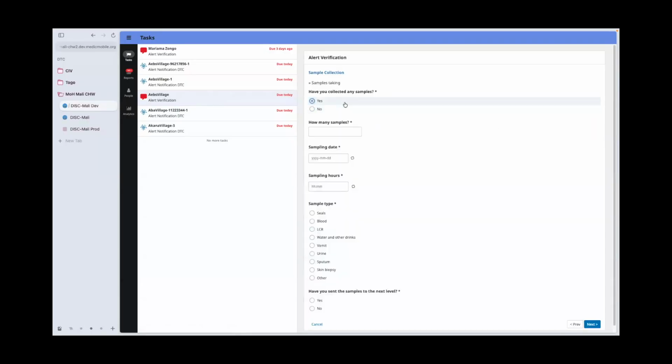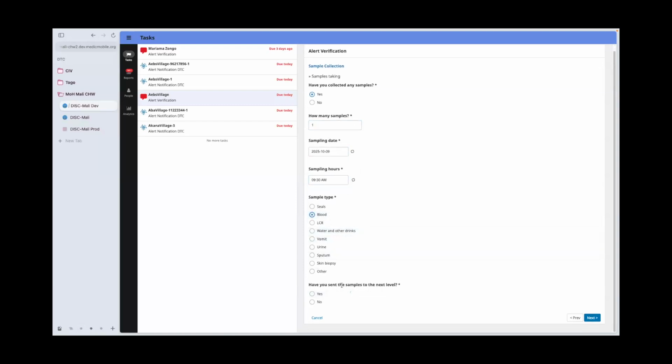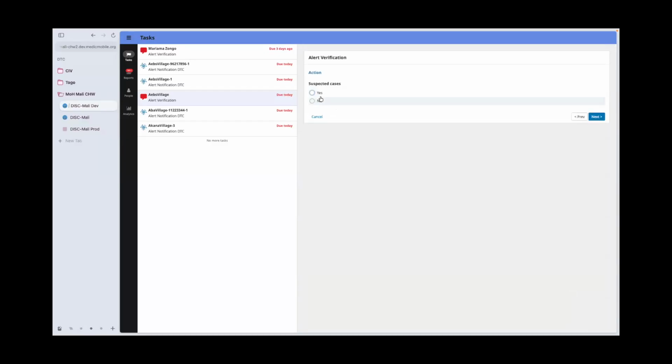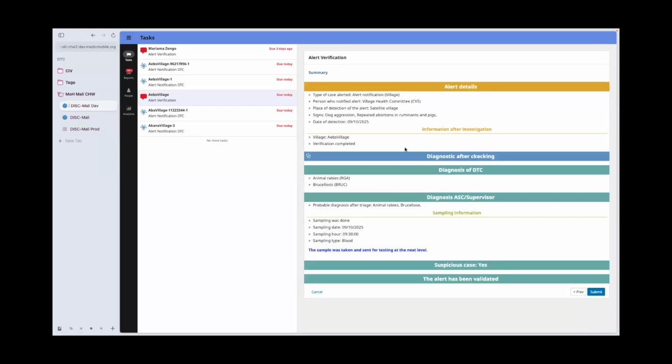And have you collected any sample? He can say, yes, I collected some sample today at this time, and it was a blood sample. And do you want to send the sample to the next level, which can be the district, in order to verify it? Yes, he wants. Any suspected case, let's say yes. So the alert is true. As soon as we have the summary with everything that he has done and his diagnostic, it's the same as the supervisor and the CHW. So he will submit it automatically.